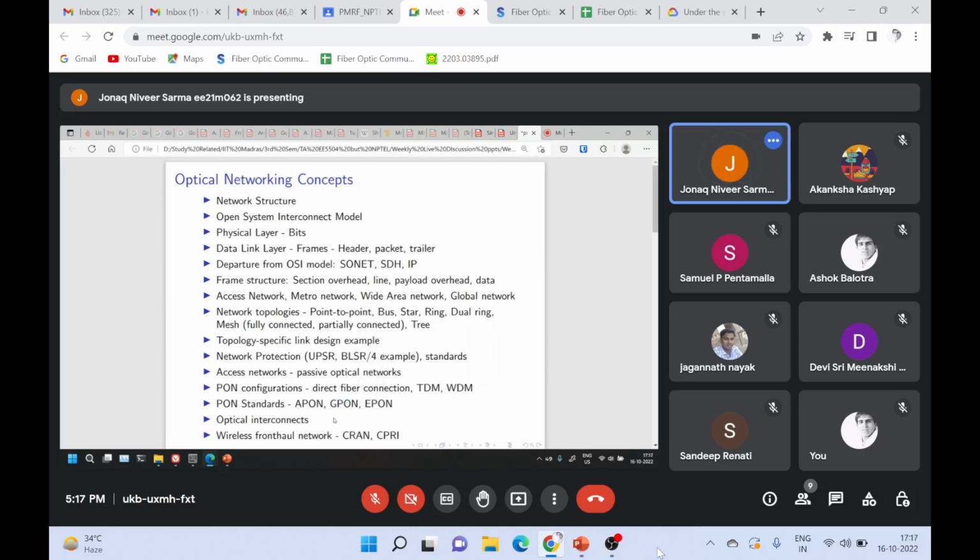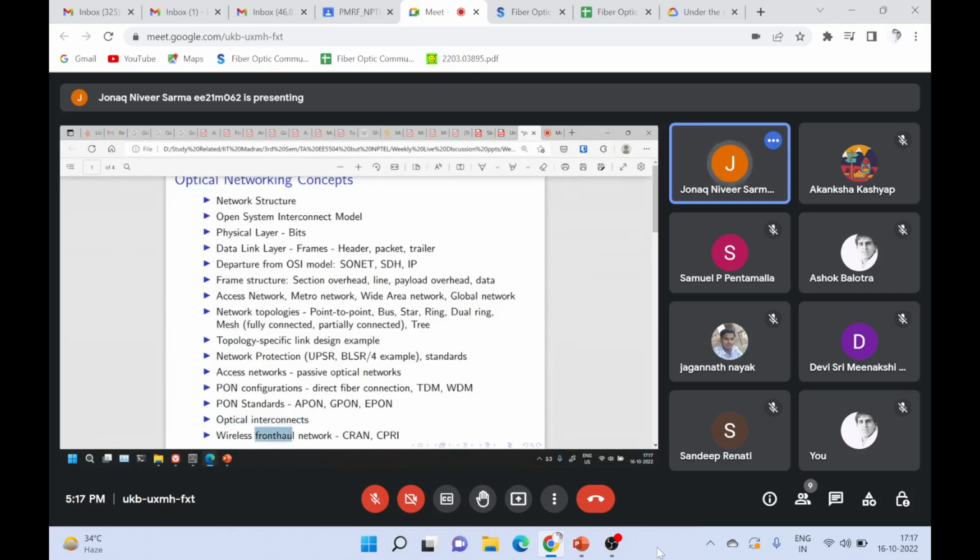Then we talked about other applications of this, where all this while we were taking the example of delivering data to someone's home, right? But optical networks can also be used for other uses. We took the example of optical interconnects in a data center, and then we also gave the example of how wireless networks also use optical connections.